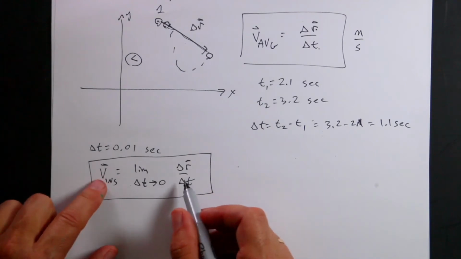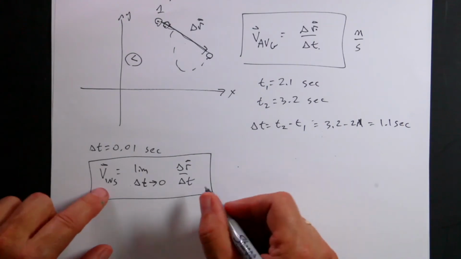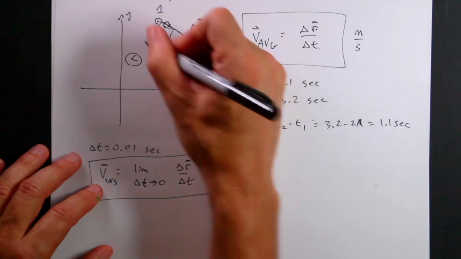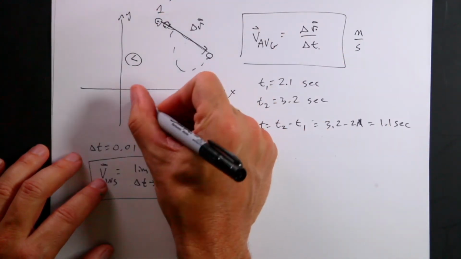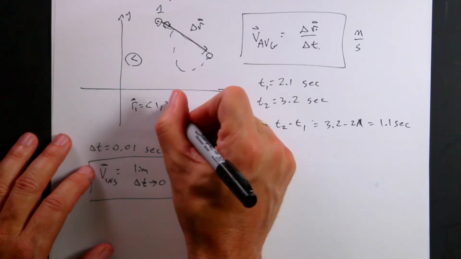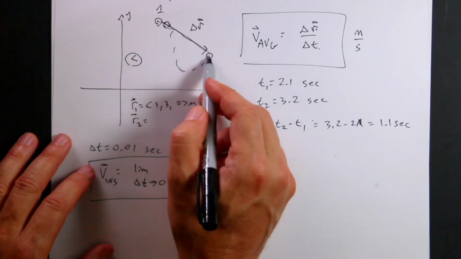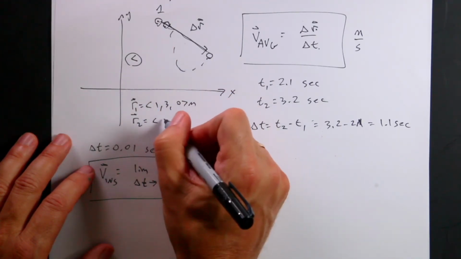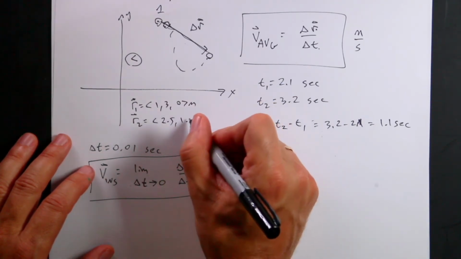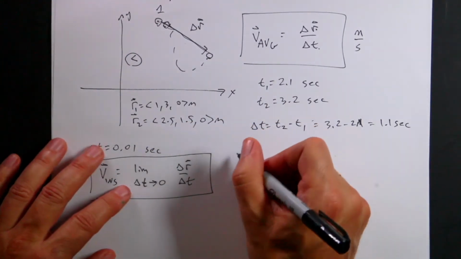And you may think, well, how can you divide? How can you do this, right? How can you have a vector up here and a scalar down here? Well, you can break this into parts, right? Let's write it out the full way. That's t1. Let's say r1 equals, I'm going to use some numbers here, 1, 3, 0 meters. r2 is going to be equal to, let's say, 2.5, 1.5, 0 meters. So in that case, I can find delta r.